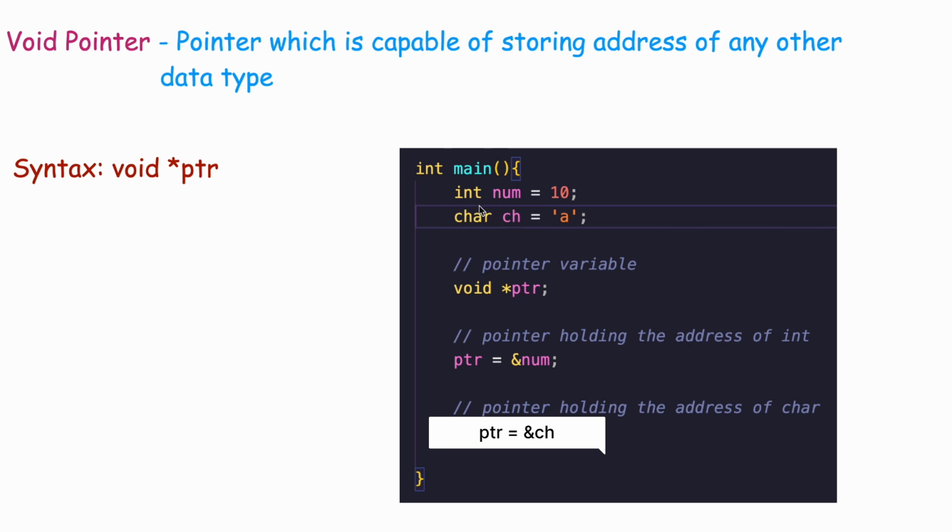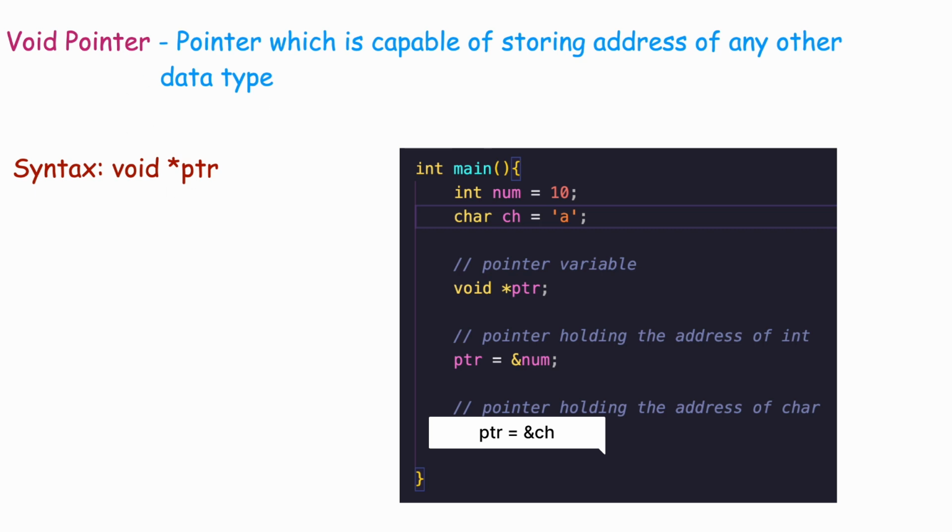Character, here it is integer, here it is character, and I have declared the void pointer. Look at the syntax. I have used the keyword void and the name of my pointer variable. First, ptr is able to store the address of an integer, num, and later it is able to store the address of a character.